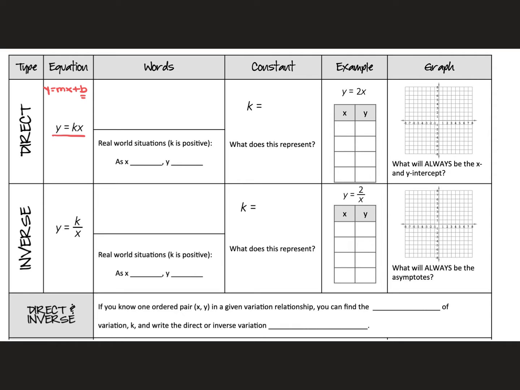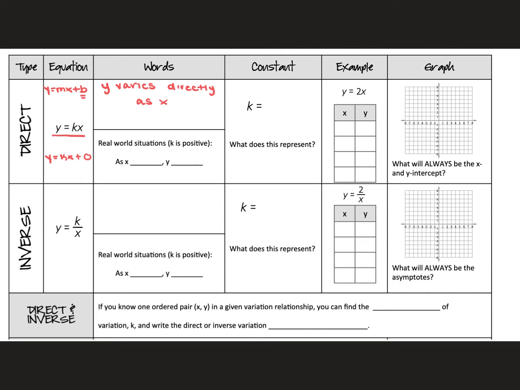When we get to the graph, you will see that a direct variation always goes through the point 0, 0, hence why we have a y-intercept. So we could write our equation like our slope-intercept form, but our y-intercept is always going to be 0. When we're talking about word problems, it says y varies directly as x. In word problems, it will tell you if it varies directly or inversely, and we'll see that when we get to the inverse variation.